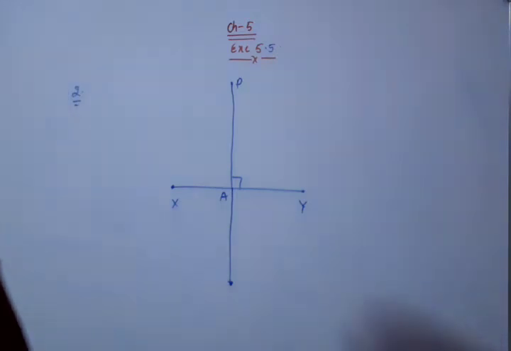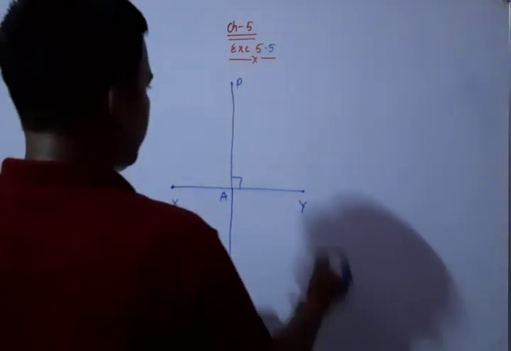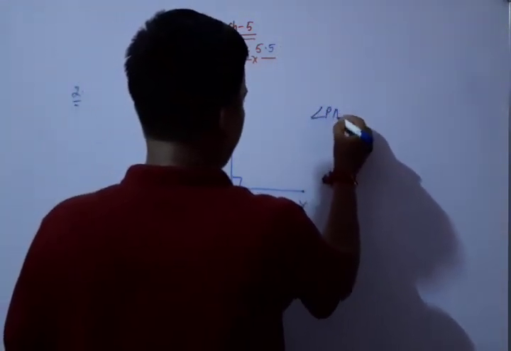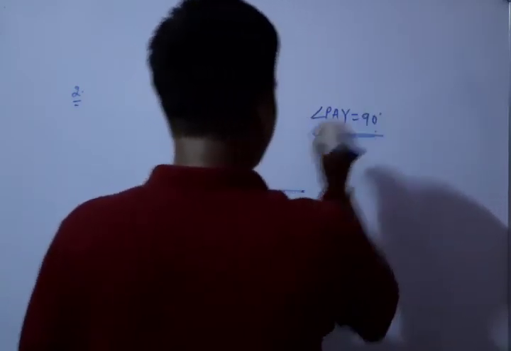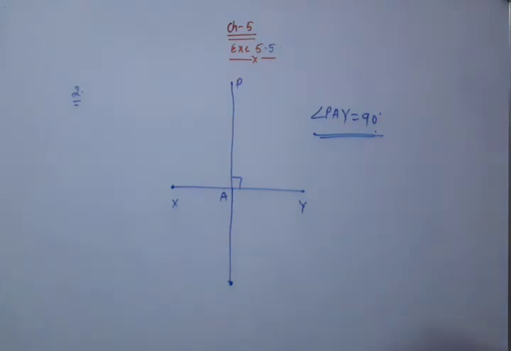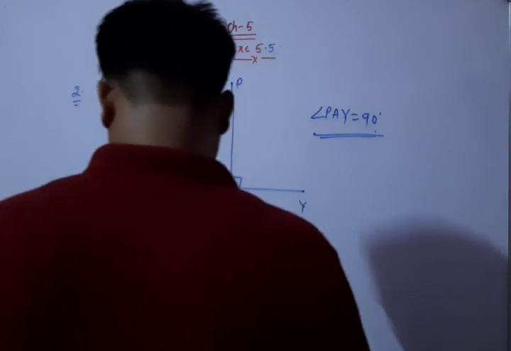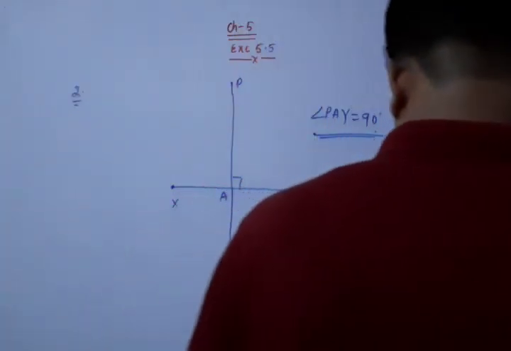Then what is the measure of angle PAY? Now we have to tell PAY. What will be the value of PAY? By seeing the figure we can say that the value of PAY will be 90 degrees. Now moving to question number 3.